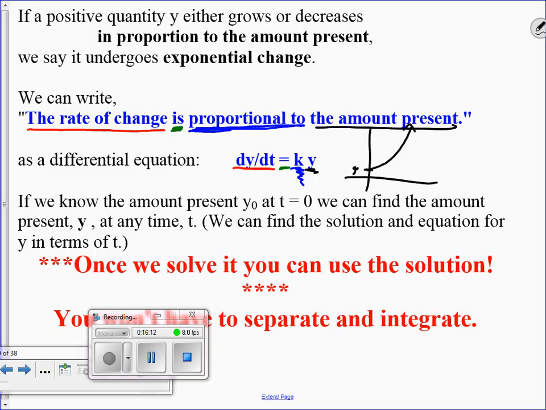So sometimes they'll say dy/dt equals k times y, but sometimes they'll say that quantity y is increasing at a rate that's proportional to the amount present. And you have to realize, oh, that's the same thing. All right, let's get the solution to it. You're going to love this. It's easier than what you've been doing.